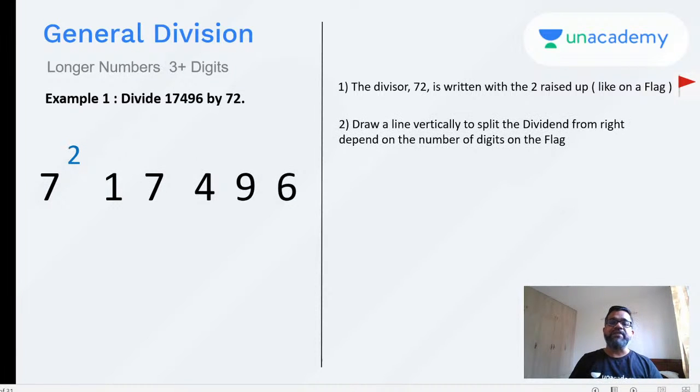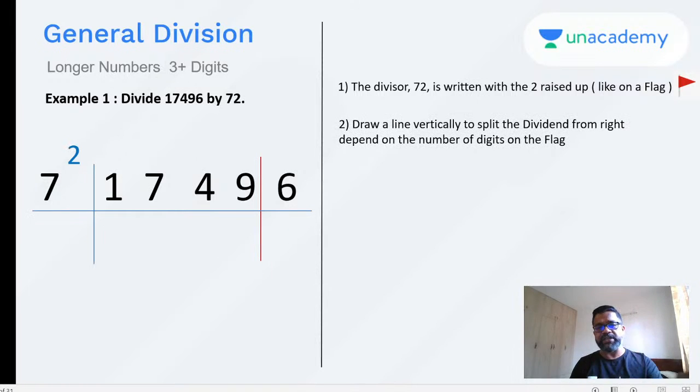So what I will do is draw a line vertically. This is just a representation. You can do it different ways, but the lines help you draw and keep your calculation neat and easy. So I will draw one red line here. Anything after the red line towards the right side is going to be my remainder, and anything towards the left side is going to be my quotient.